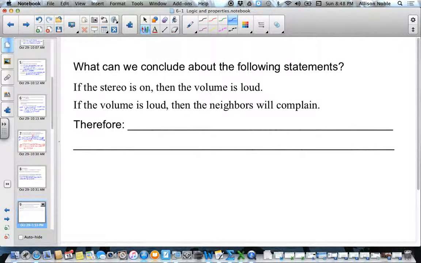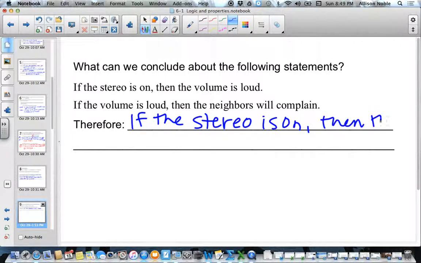Okay, what can you conclude about the following statement? The stereo is on, and the volume is loud, and if the volume is loud, then the neighbors will complain. So if the stereo is on, then the neighbors will complain.